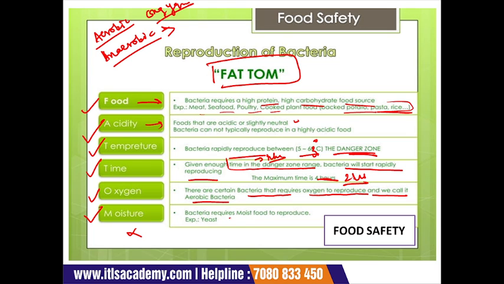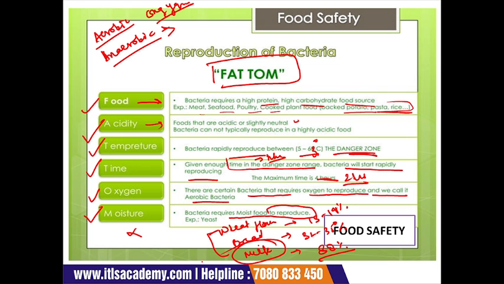Now, moisture: bacteria require moist food to reproduce. That's why if we take the example of wheat flour, bread and milk, wheat flour has a moisture content of 13 to 14%, bread has 30 to 35%, and milk has 88%. So among these three, milk will spoil first because it has a high moisture content, and bacteria require moist food to reproduce.